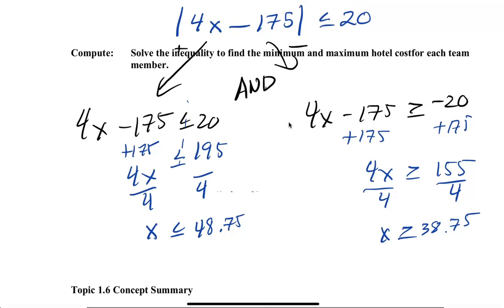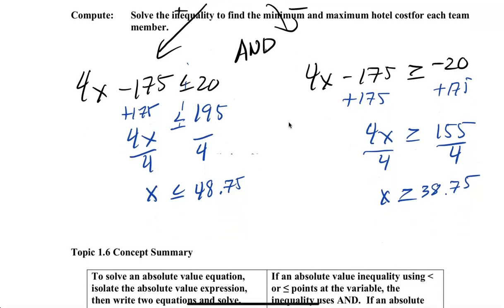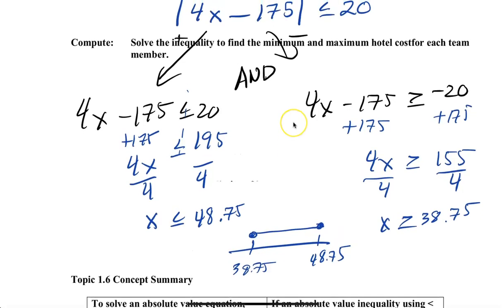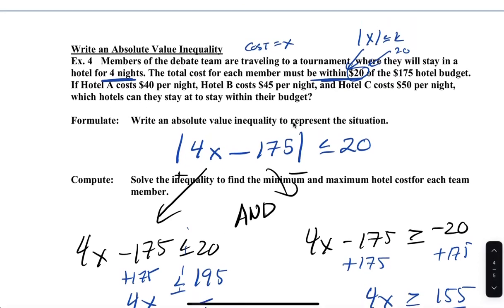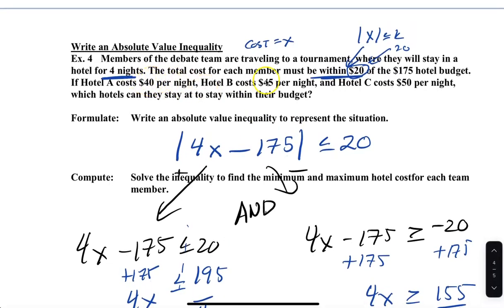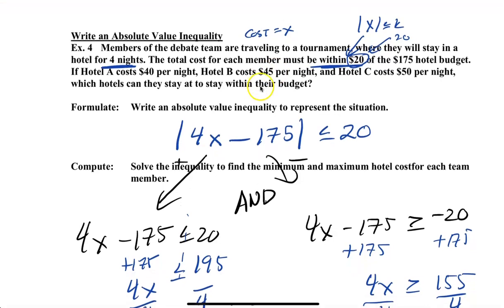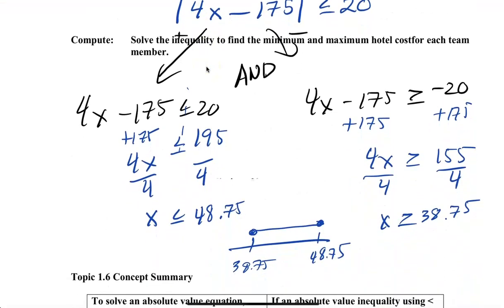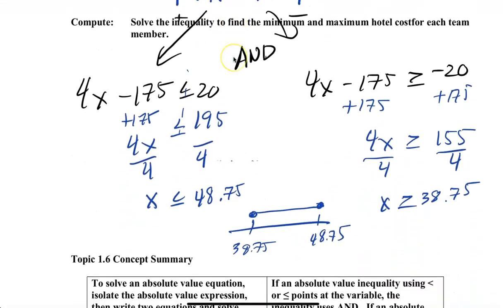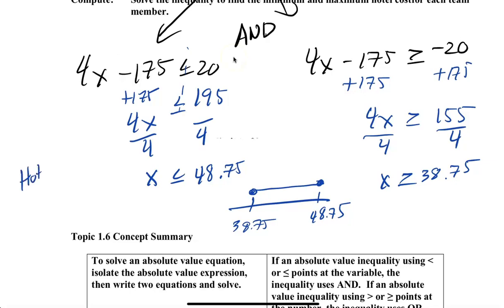38.75. So we have to be between, if you look at this, if we made a number line, 38.75 and 48.75. We have to be between those two. So between 38.75 and 48.75, what hotels fall between that? Hotels A and B. We can't splurge for Hotel C, but we could easily fit between Hotels A and B. So Hotels A and B fall within the budget.